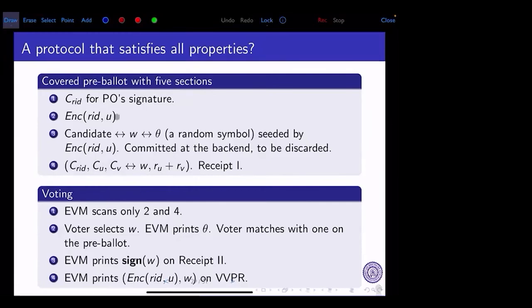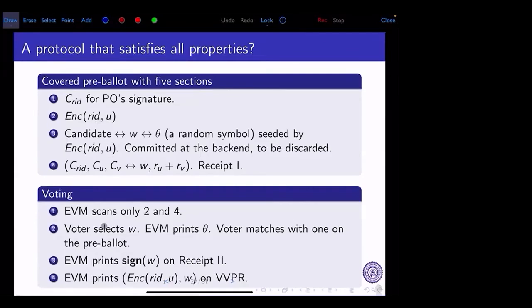The EVM scans the encrypted RID and U, and the EVM scans this. Note that this time the EVM does not get to know your RID. It gets to know CRID, but even if it leaks CRID, no harm, because CRID is a part of the receipt and hence public anyway. So RID and U are the secrets that the EVM doesn't get to know, it gets to know only the encryption for them. So EVM does not get to know what is the random RID corresponding to this ballot.